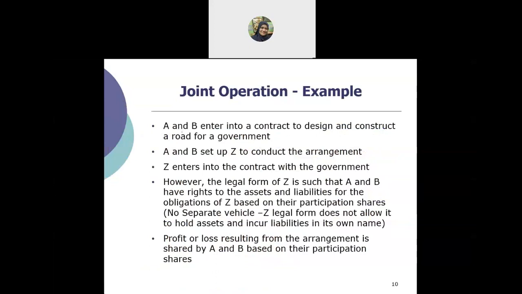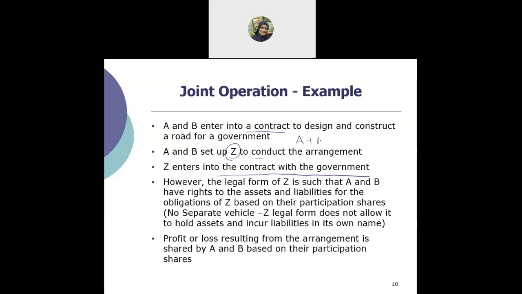A and B enter into a contract to design and construct roads for a government. They are going to bid to construct roads for the government. So for the purpose of constructing the roads, they set up a new company, which is ZAC. ZAC is going to conduct the arrangement with the government, so ZAC is going to enter the contract with the government.